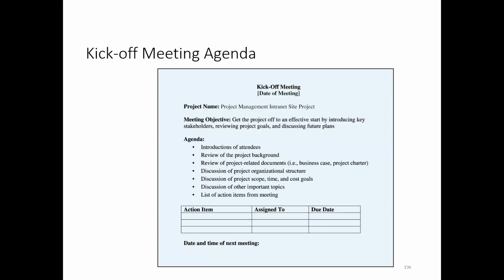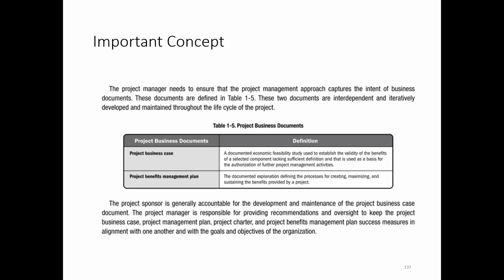And then we have the kickoff agenda, meeting agenda, such as the project management intranet site, project objectives. So this is the meeting agenda. The agenda includes the attendees, the project background and the organization structure, scope, time, cost, goals, and discussion of important topics, list of action items from meeting. So who is assigned the action item, what is the due date, and the date and time of the next meeting. And then we have important concepts such as the project business documents like the business case and the project benefit management plan.